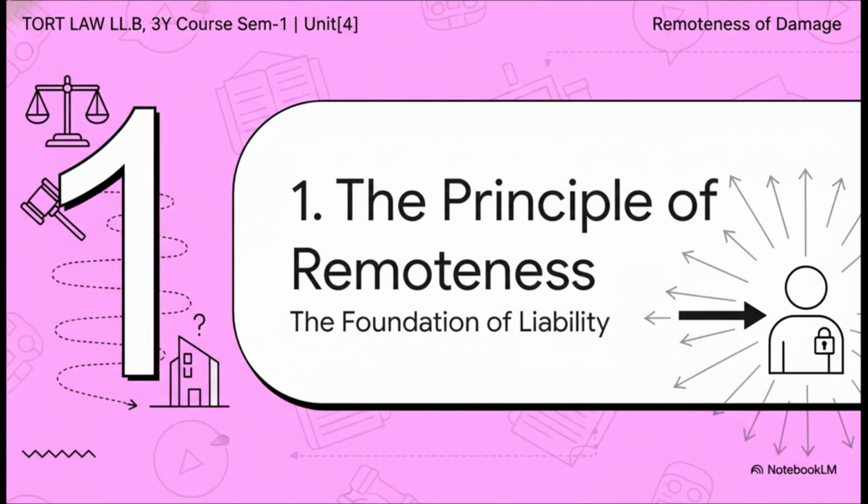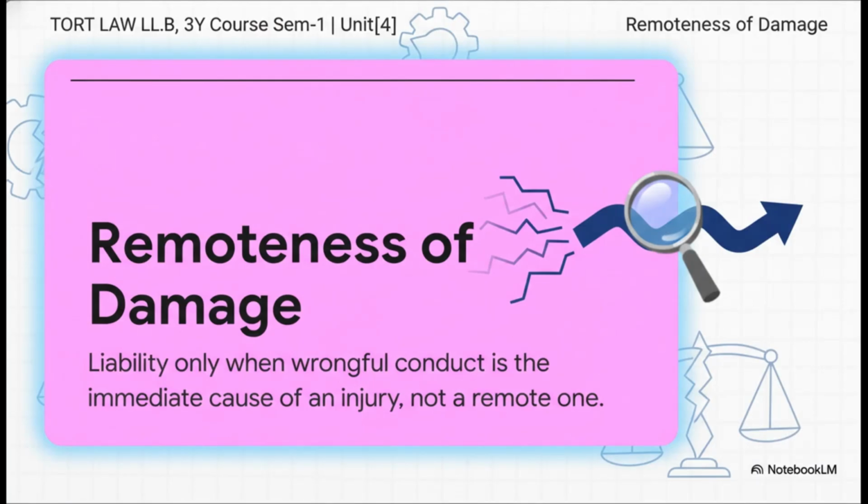So let us begin. Section 1 addresses the principle of remoteness, which truly serves as the foundation of liability in tort law. The definition of remoteness of damage states that a person is liable only when their wrongful conduct is directly or immediately related to the effect of their action.